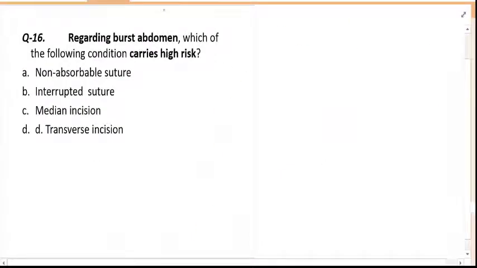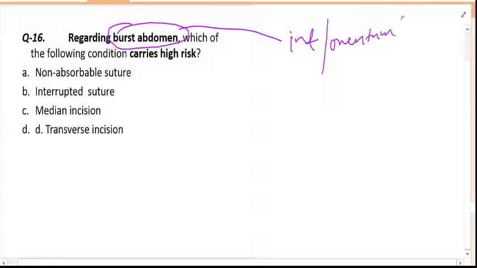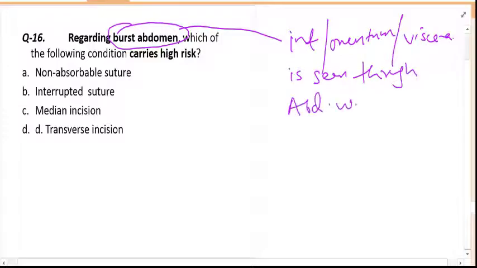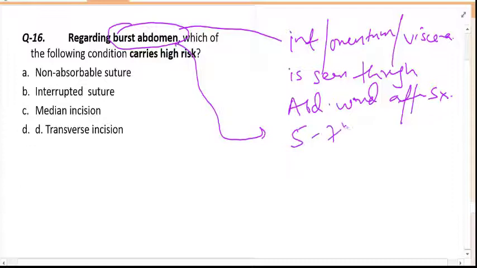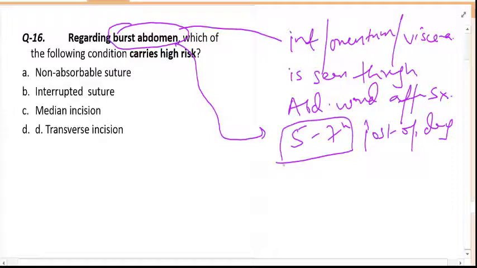Moving to question number 16, regarding burst abdomen, which of the following condition carries high risk? See, burst abdomen is a condition when the intestine or omentum or other intra-abdominal viscera is seen through abdominal wound after surgery. This usually occurs, we can say, between 5th to 7th post-op day. 5th to 7th post-op day is the usual time.